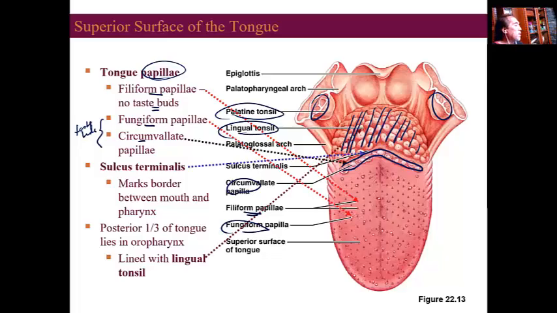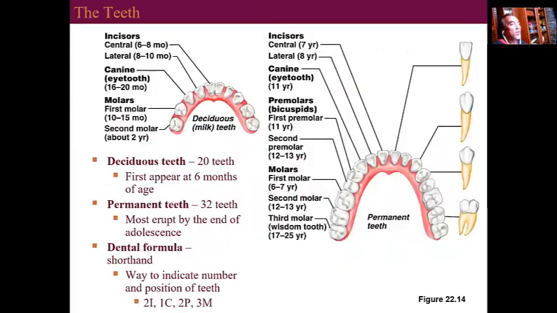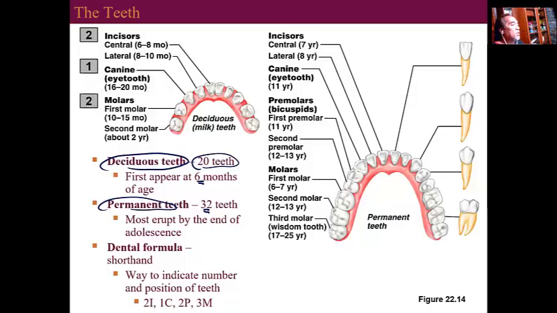Next is going to be your teeth. We're going to divide them into the deciduous teeth, or what we call baby teeth, and the permanent teeth. There are 20 deciduous teeth in children. Teeth first appear at 6 months of age. Then they become permanent, and there are 32. For the deciduous teeth, this is the formula: 2 incisors, 1 canine, and 2 molars.